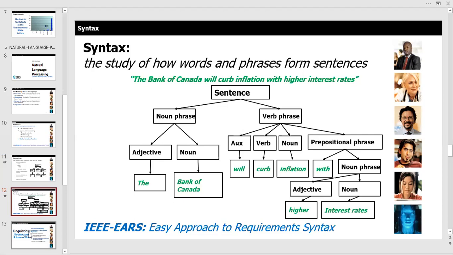We're going to be talking about syntax in a later webinar, when I talk about the easy approach to requirement syntax, IEEE EARS, which is a really great webinar. Hopefully you'll be on that.